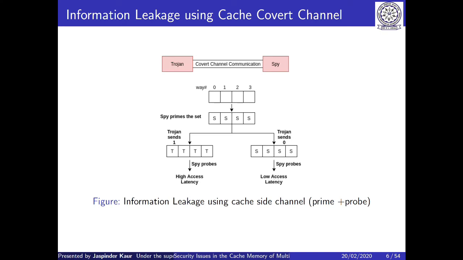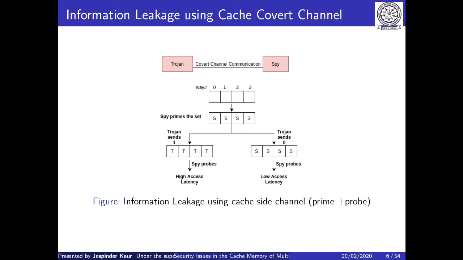But if Trojan has already converted this cache to this state, and now the spy is requesting the same blocks again, then all four blocks will be missed in the cache. That means the access time of this set will be very high. So based on this time difference, whether the access time is less or high, it can easily differentiate two different states. If access time is very less, that means state 0, that means binary 0. If access time is very high, that means state 1, that means binary 1.